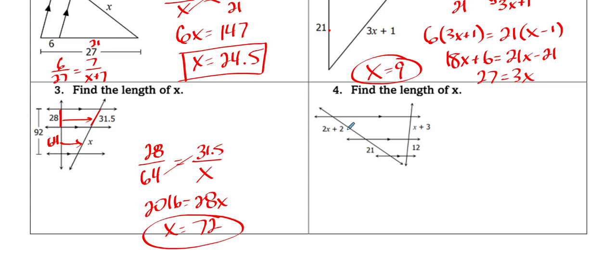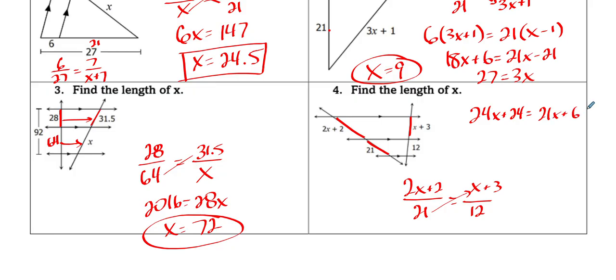All right. Same kind of relationship. 2x plus 2 over 21 equals x plus 3 over 12. We're going to cross multiply into this entire quantity and get 24x plus 24. Cross multiplying here gives us 21x plus 63. So combining like terms gives us 3x equals 39, and x is 13.